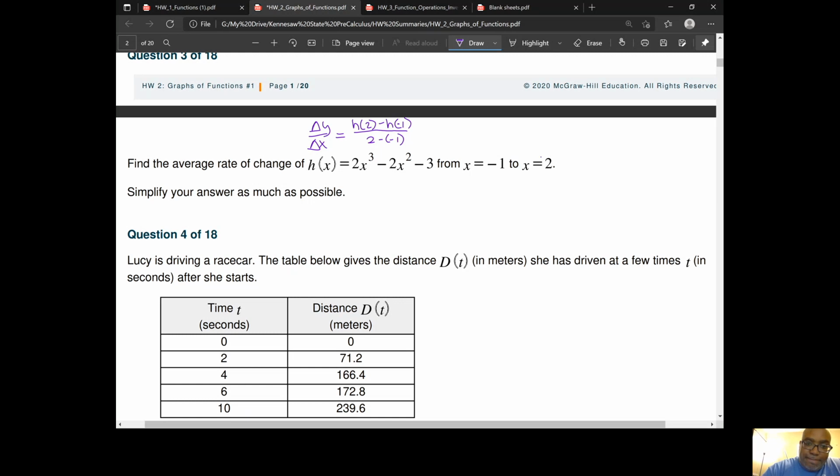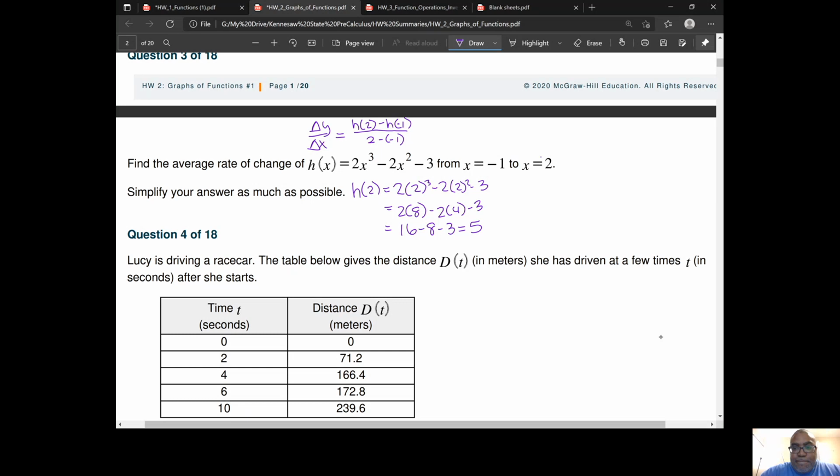All right, so h of 2 is equal to 2 times 2 cubed minus 2 times 2 squared minus 3. Okay, so that is equal to 2 times 8 minus 2 times 4 minus 3. That is 16 minus 8 minus 3, which is equal to 5.